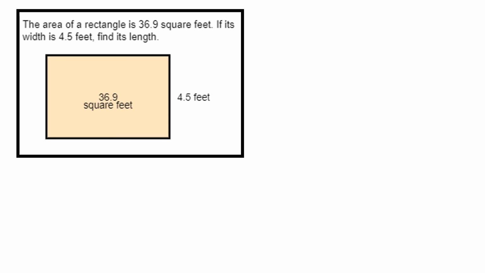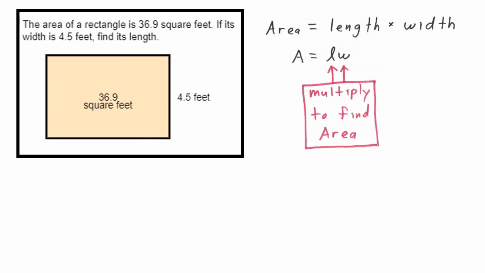The area of a rectangle is 36.9 square feet. If its width is 4.5 feet, find its length. We have a formula for area that says the area equals length times width. In variables, that's A equals LW. Typically, when we're using the area formula, we know the length and the width, and we multiply them together to find the area. In this question, we do have the width, but we do not have the length. We're asked to find the length.